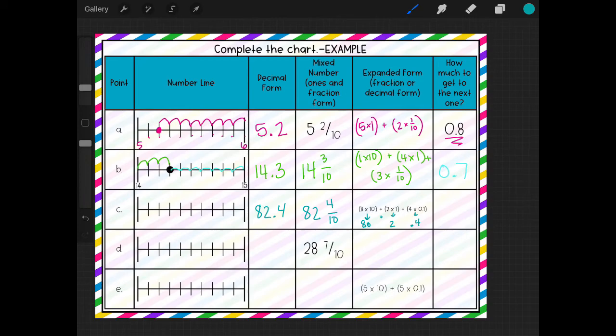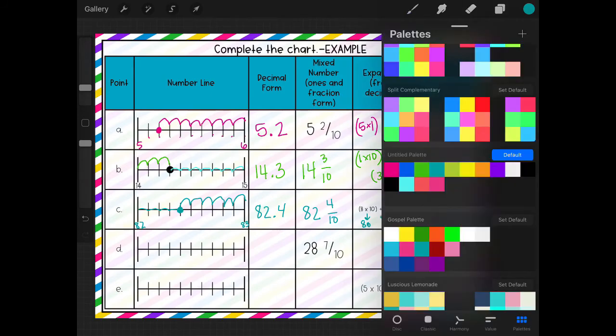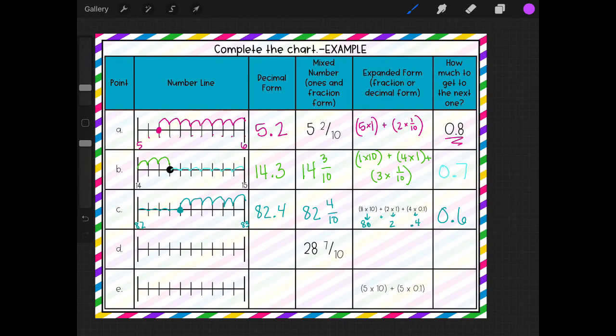I know that 82.4 is going to fall between the numbers 82 and 83. I need to count 4/10 on my number line in order to find where 4/10 is going to be. 1, 2, 3, 4. So I'm going to make my dot nice and visible right there. Then I'm going to count how many more I need in order to make it to the next one. So 1, 2, 3, 4, 5, 6. That's 6/10 more. We've got 2 more left to go. We can do this. All right, we've got 28 and 7/10.